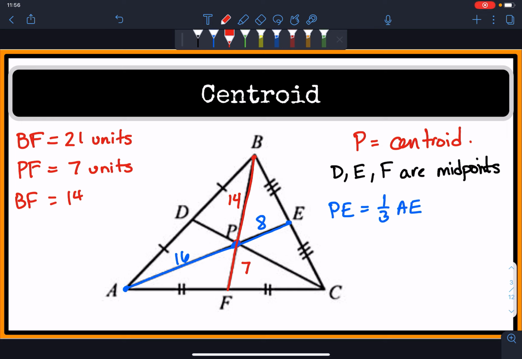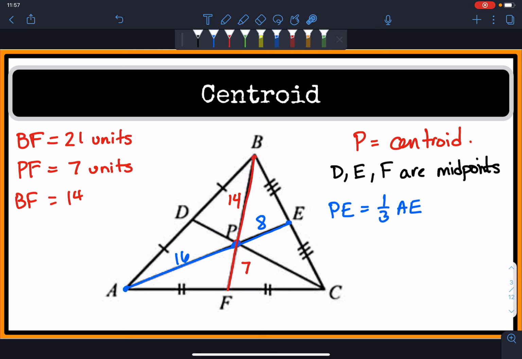And look at this. It just seemed like a coincidence the first time, but the 8 and 16, 8 is half of this distance. So 8 times 2 is equal to 16, which is the same thing that happened here. 7 times 2 is equal to 14. And I didn't get that by multiplying. I got 14 again by subtracting 21 minus 7. Because this entire distance has to be 21.